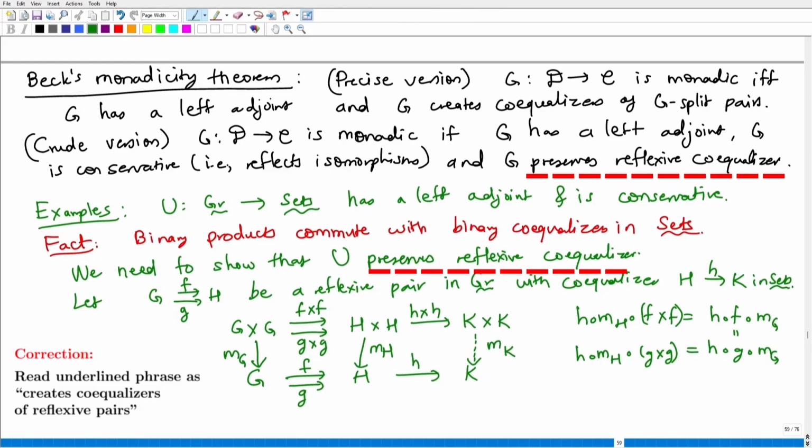Okay, so this MK is going to be our group operation for K. I think I am making some mistake here. Yeah, the crude monadicity theorem that I have copied, it's not right. I think it should be "creates reflexive co-equalizers." I should make a change here. Yeah, this should be "creates." That's what we are trying to prove. I copied something wrong, but that's what we are trying to prove, that it creates co-equalizers of reflexive pairs.